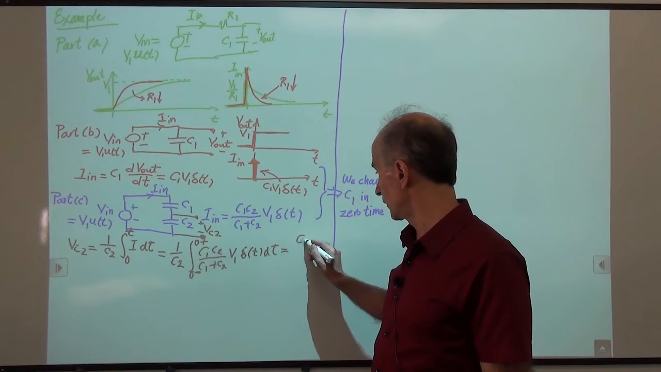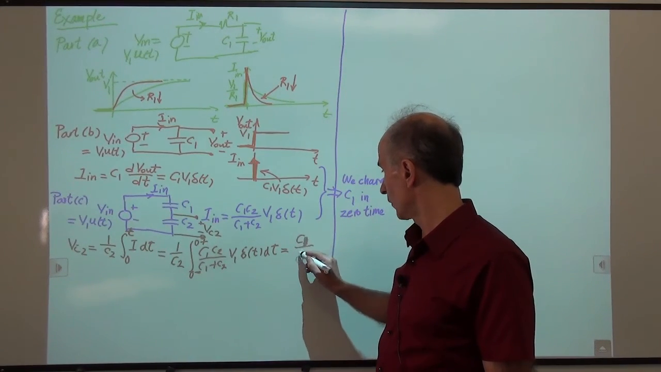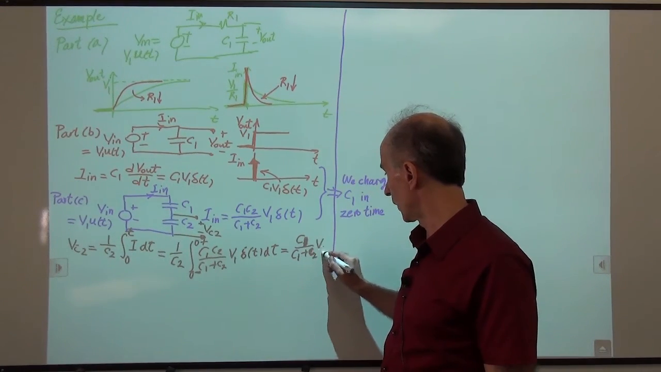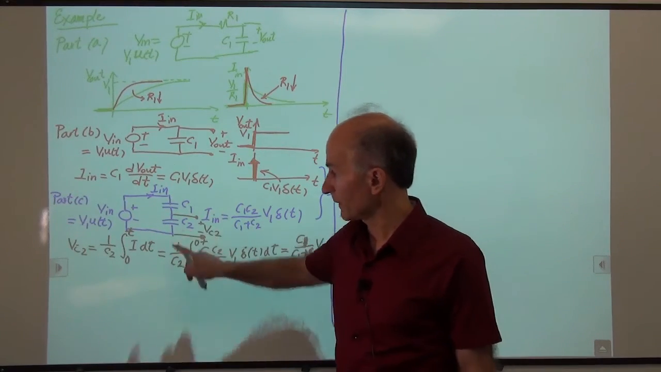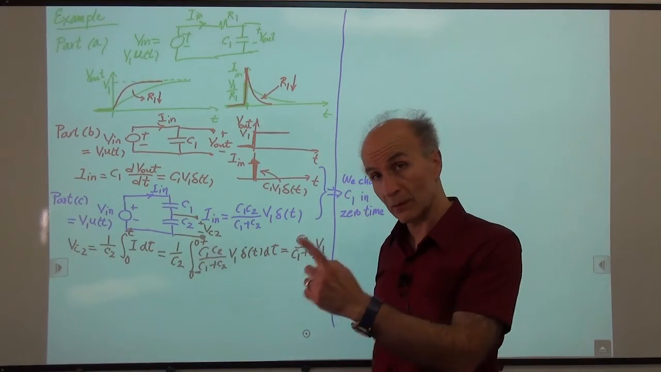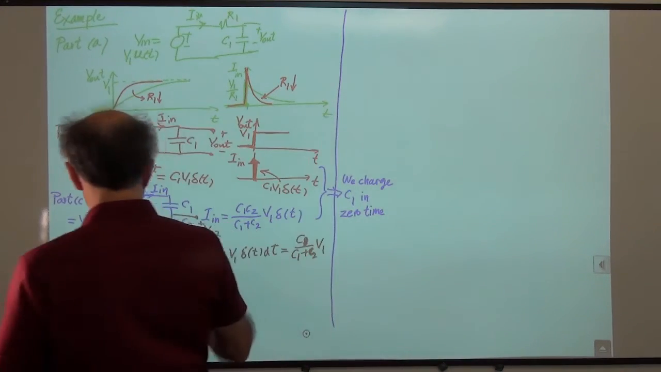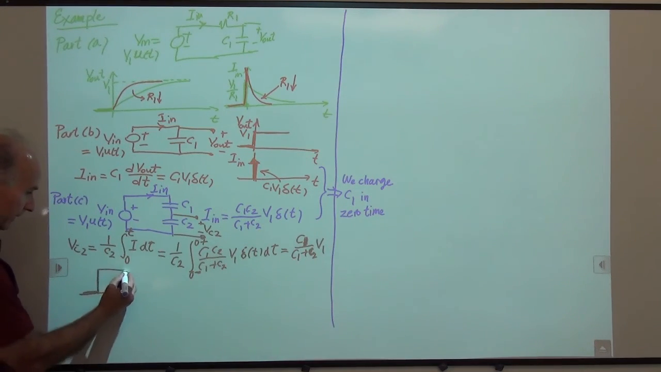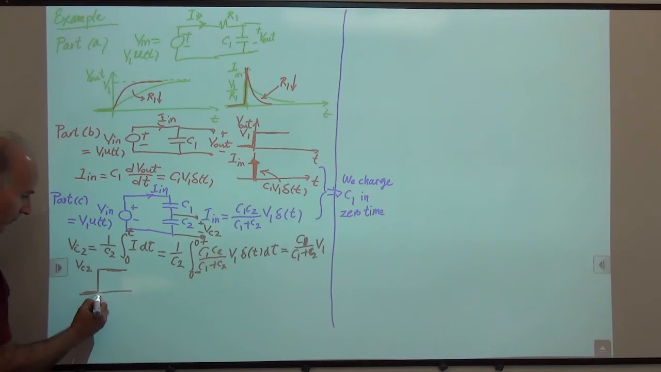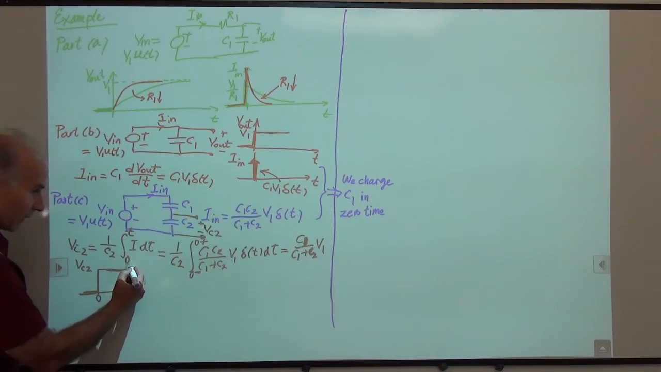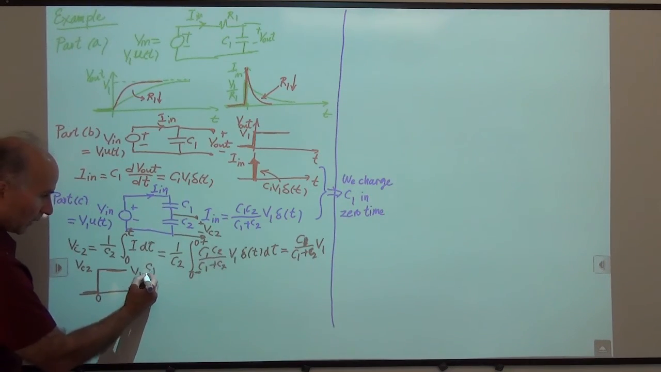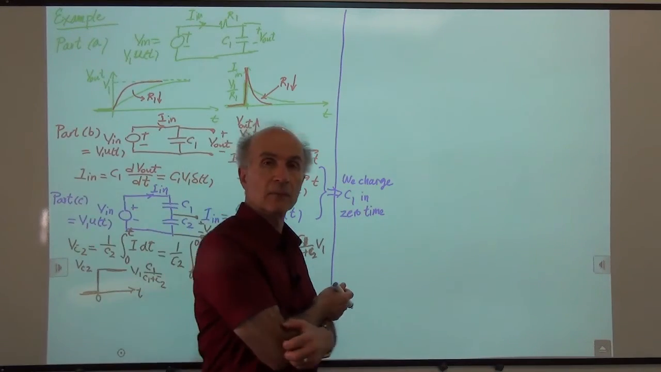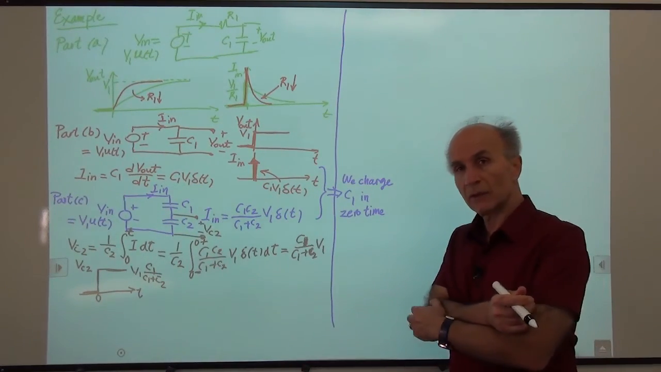So we have C1 over C1 plus C2 times V1. This is the voltage across C2 at time 0 plus. So what we observe is that the voltage on the second capacitor also jumps in 0 time, which is not very surprising, right? So VC2 also jumps at time 0, and its value is given by V1 times C1 over C1 plus C2. So let's digest this for a moment.